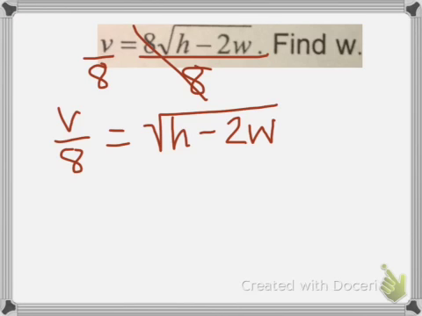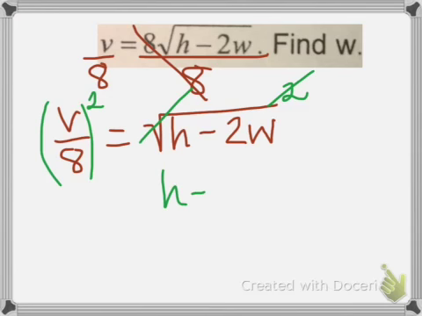And now the next thing I'm going to do is square both sides, because the opposite of a square root is a square. And notice I'm doing it to the whole thing on the left side. I'm square rooting the whole side, squaring the whole side. I'm doing that so that this cancels out, and I will be left with h minus 2w is equal to v squared over 64.